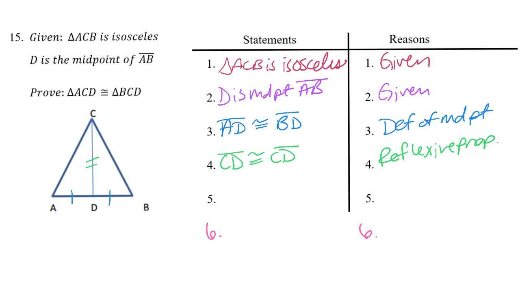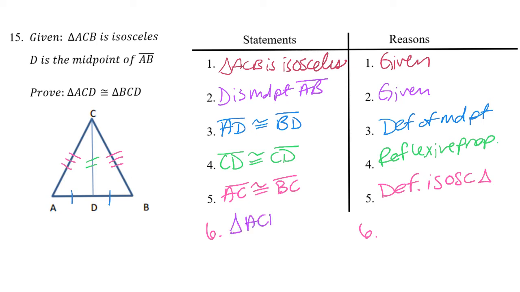For step 5, we know that it's an isosceles triangle, so we can say that AC is congruent to BC by definition of isosceles triangle. And remember, an isosceles triangle says that it has 2 sides that are congruent. So those are going to be my 2 congruent sides. So now I can say that triangle ACD is congruent to triangle BCD by side, side, side. If you did this another way, there is a way to get side, angle, side, and that's what I'm going to show you next.